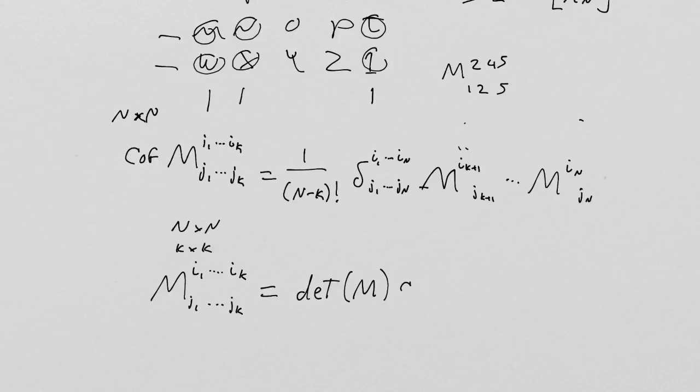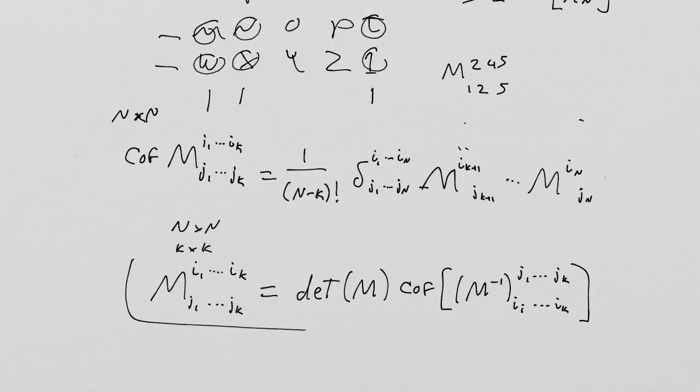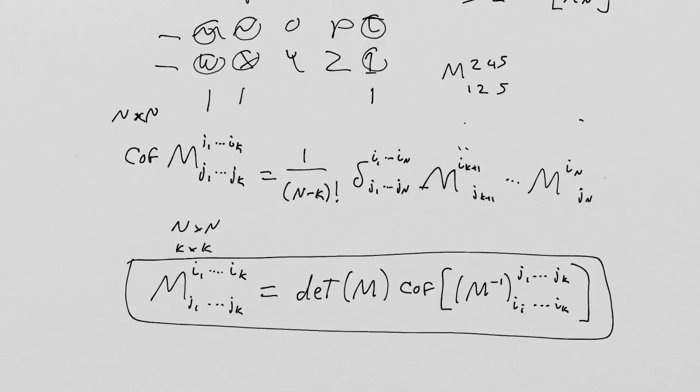multiplied by the cofactor of the inverse matrix with the same rows and columns involved, but they're reversed. It's sort of, I guess, the transpose, I1 through IK. So this actually turns out to be a handy formula. There will be times where we need to know the minor of a matrix, and we can make a substitution with the determinant of the matrix multiplied by a cofactor associated with the inverse matrix, where the included rows and columns of the original matrix are essentially transposed in this inverse factor.